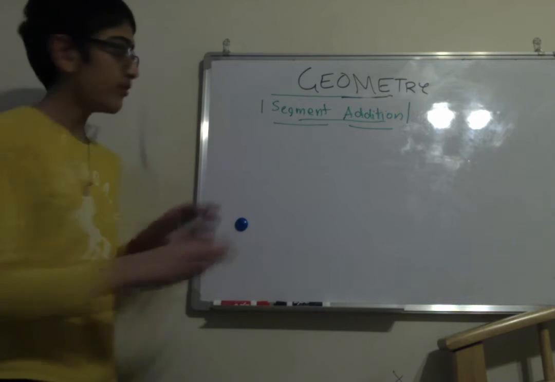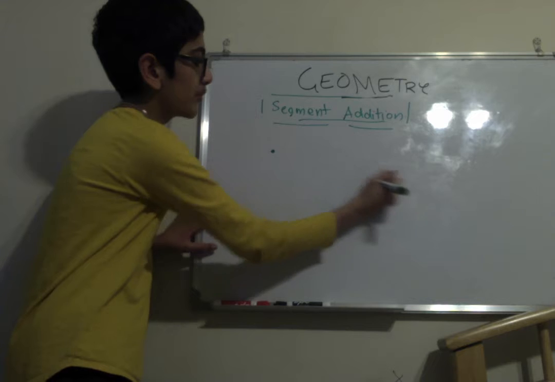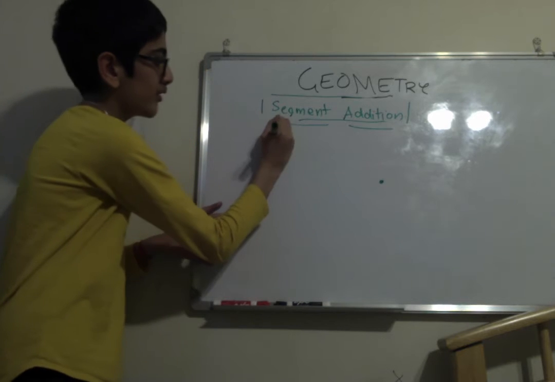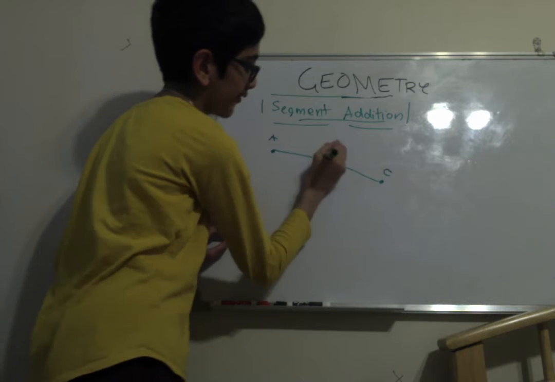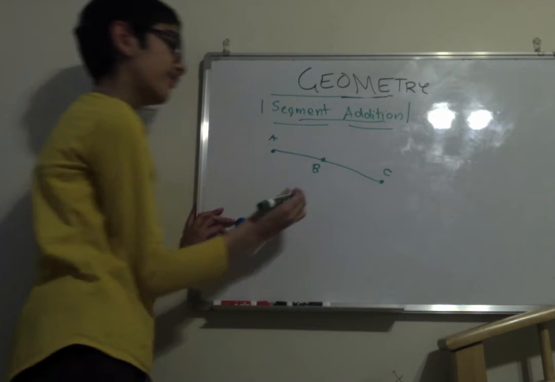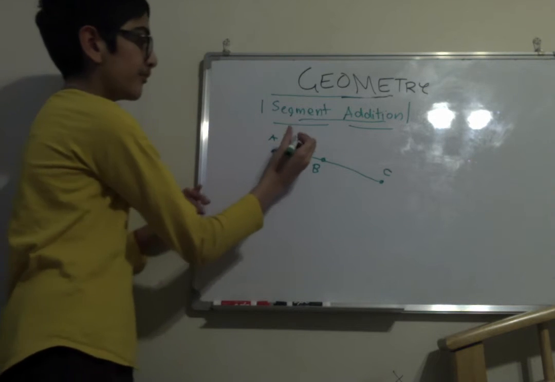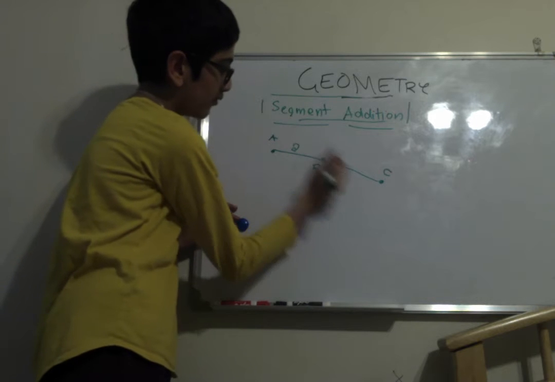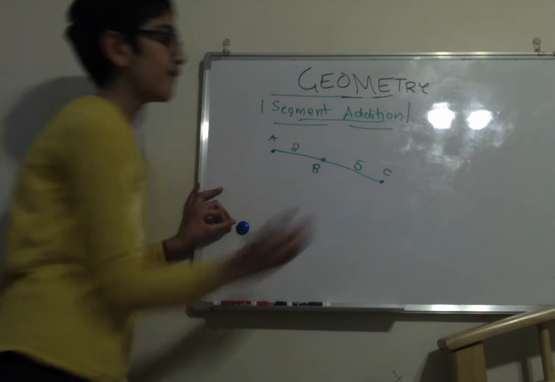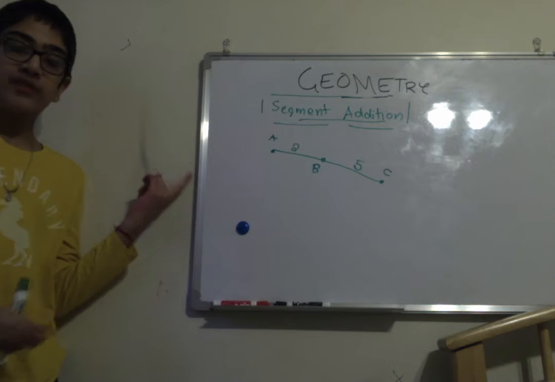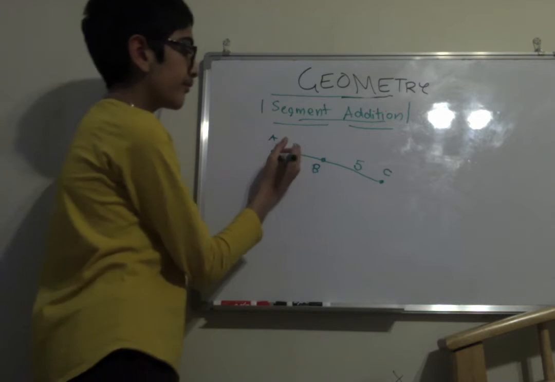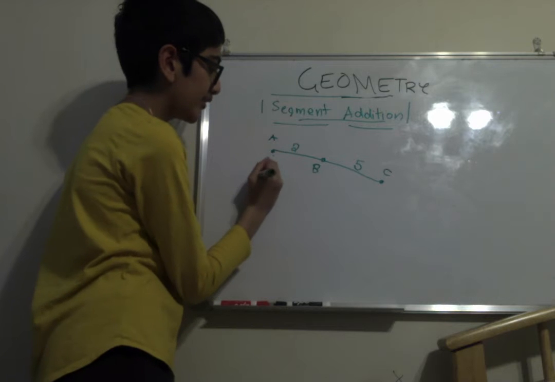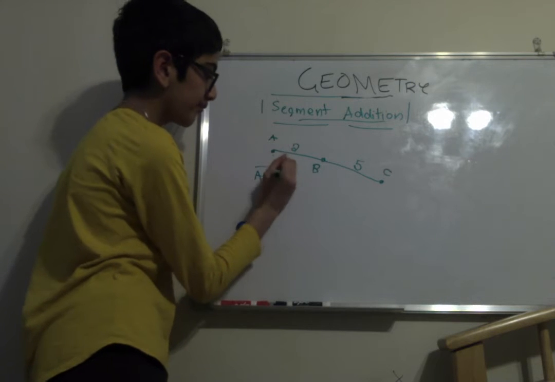Let's have our situation. In segment addition, we have our 2 points and a big segment AC with B in the middle. So let's say AB has length 2 and BC has length 5. How do you think we should figure out the length of AC? Well, let's see. How do we figure out AC?